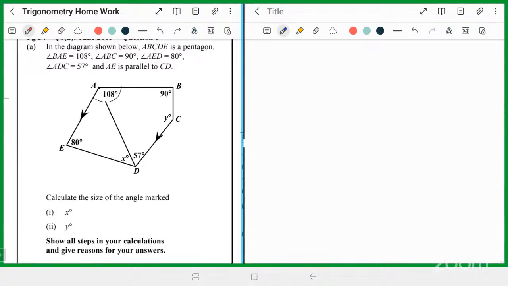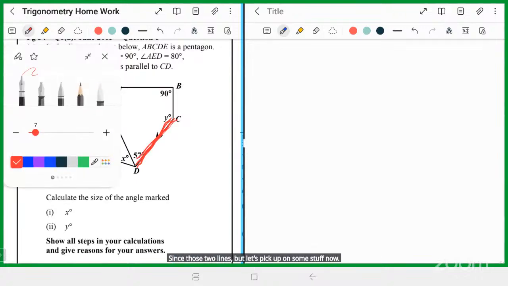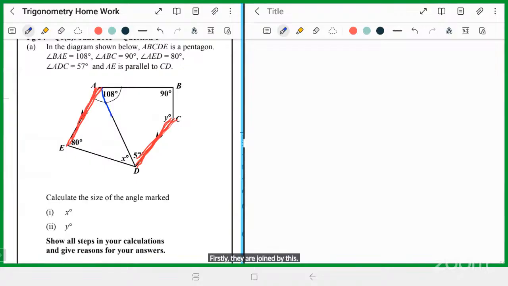I think this question requires something I would do. And this angle inside is 57 degrees right here, right? And then these two lines are parallel. Since those two lines are parallel, let's pick up on some stuff now. First thing, they are joined by this line across here, and so these two angles are equal. They are alternate angles. So this angle over here is 57 degrees as well. Okay, let's put that in now.